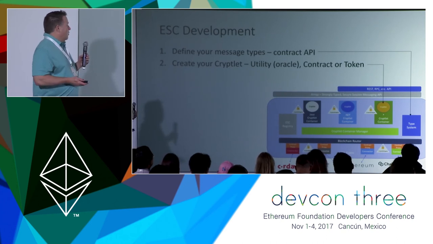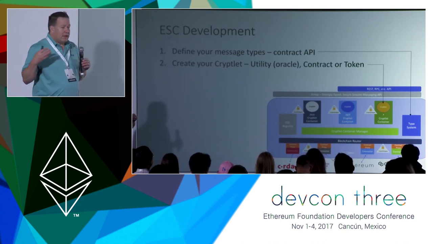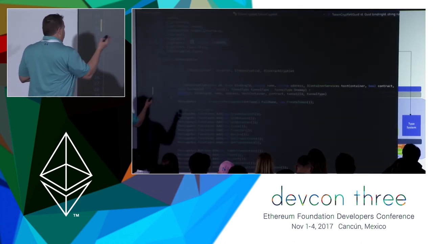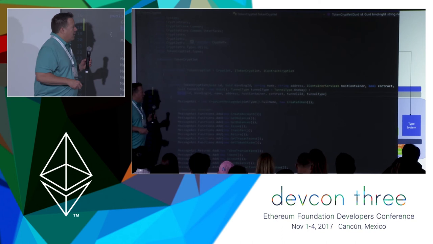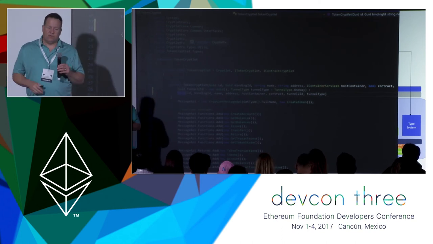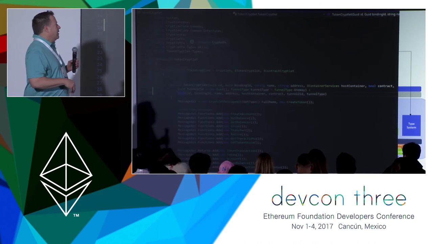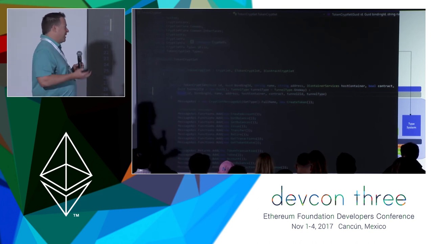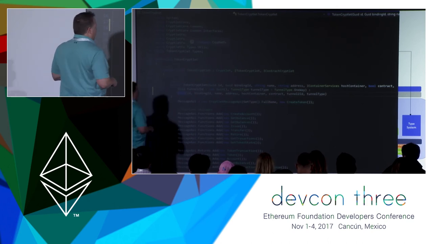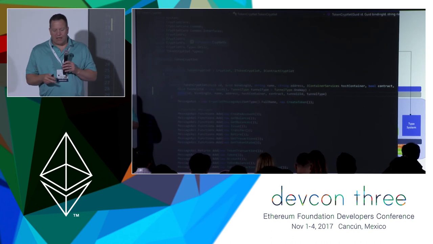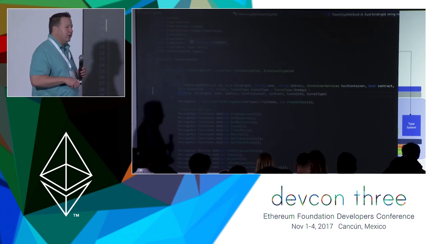Next, you write your Cryptlet code: utility, contract, or token. Depending on what you're writing, you always derive from the base Cryptlet class, so this is the token Cryptlet. Then you'll implement the interfaces. There's a contract Cryptlet interface. By default, a token Cryptlet is a contract Cryptlet. You cannot be a token Cryptlet without being a contract, and that has to do with the isolation level that the code runs in.